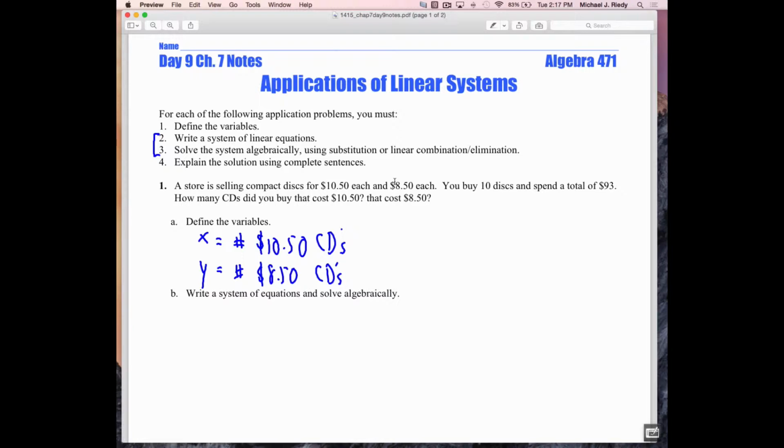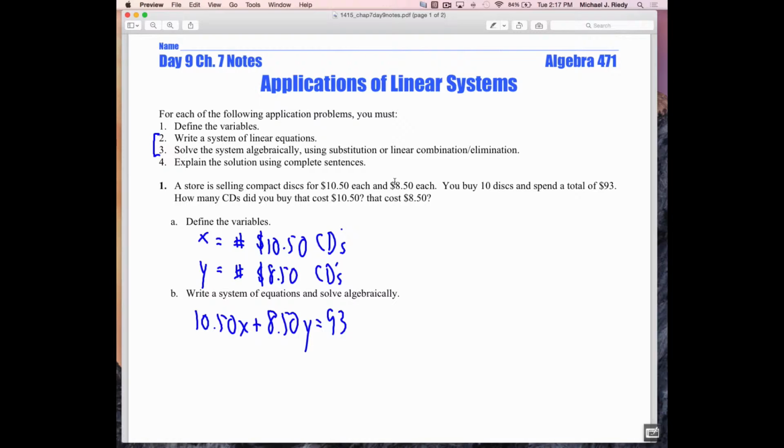Number 2, we need to write a couple equations. So, Damien, can you give me one equation for this scenario? 10.50x plus 8.50y equals 93. Perfect. So there's our cost equation. For every $10.50 CD we buy, it costs $10.50. For every Y or every $8.50 CD we buy, it costs $8.50. Together we spend a total of $93. Not a solvable system because we only have one equation, 2 variables, so I need another equation.